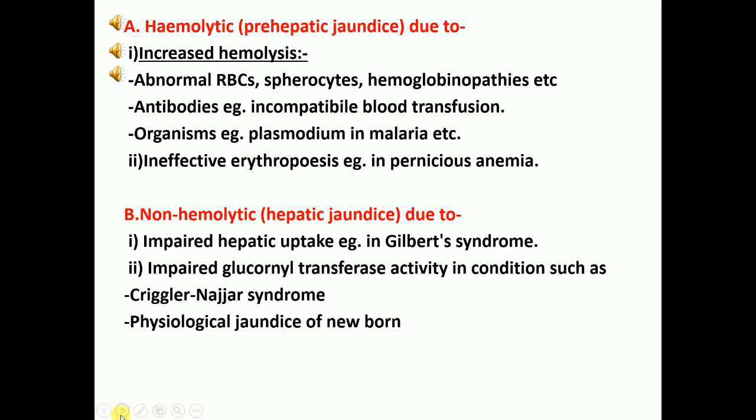Next is non-hemolytic jaundice, also called hepatic jaundice, and it is due to the following reasons. Firstly, impaired hepatic uptake, for example in Gilbert's syndrome. Second, impaired glucuronide transferase activity in conditions such as Crigler-Najjar syndrome and physiological jaundice of newborn.